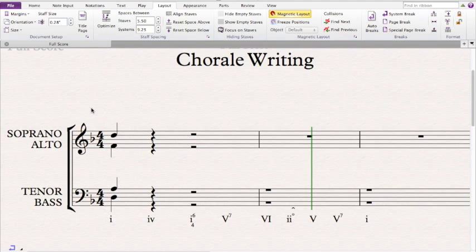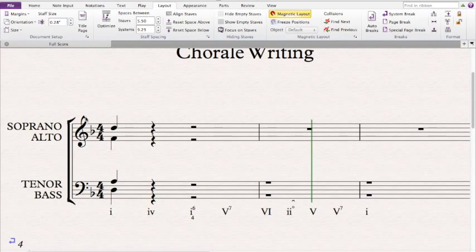Hello everyone, this video walks you through a beginning example of chorale writing. So we're in D minor, which is indicated by the key signature, but also by the fact that the first chord, which is a D minor chord, is called the minor 1. So we have that to go on. Our first task is to write out the bass line.